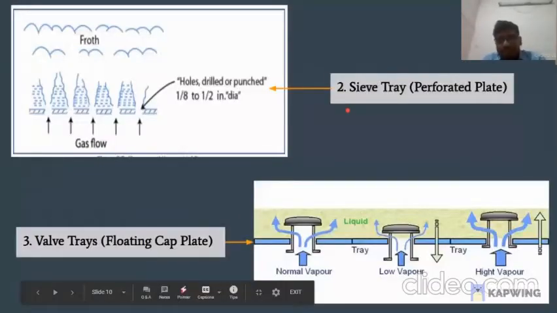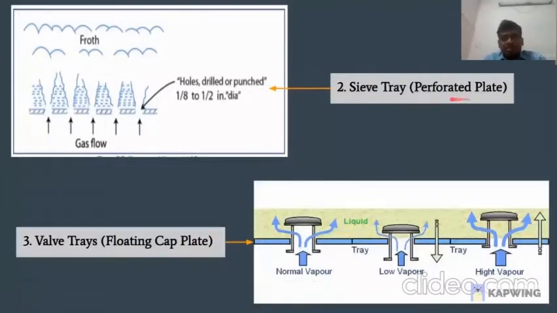So we have the sieve tray. It is also known as perforated plate. By the name itself, we can tell that there are multiple perforations here, which are also called pitch holes. The common diameter of these holes is mainly from 1/8 to half inch. Also, the layout of these holes is either square shaped or maybe equilateral triangular.